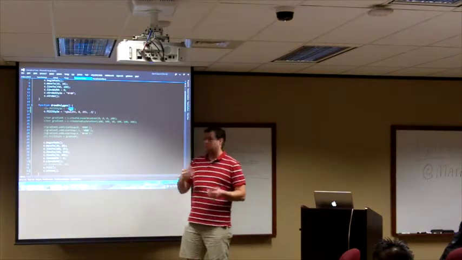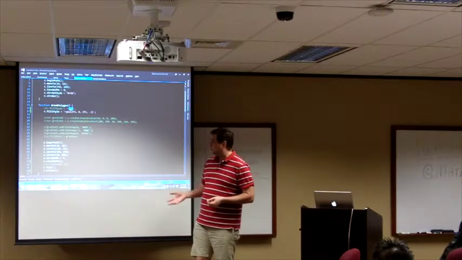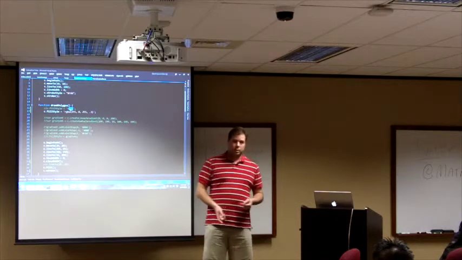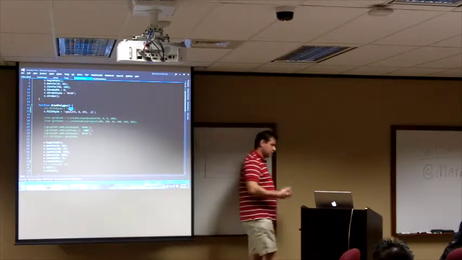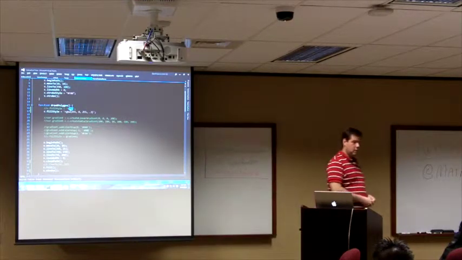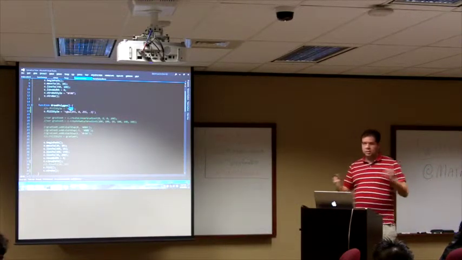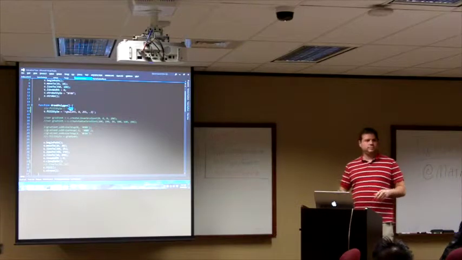RGBA takes R, red, G, green, B, blue, then A, which is your alpha. And alpha goes from 0 to 1, where 1 is completely opaque and 0 is completely transparent. And so you can set that value somewhere along the way, and then you get that much transparency. Does that make sense?